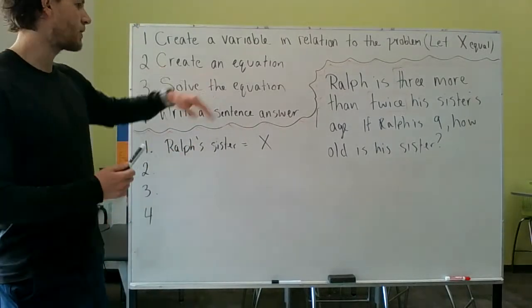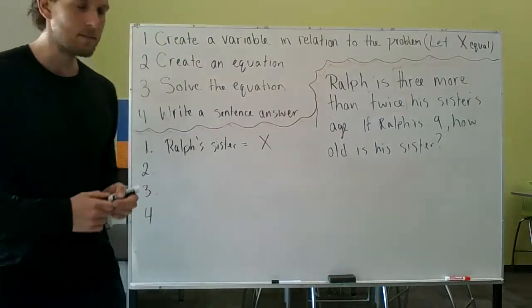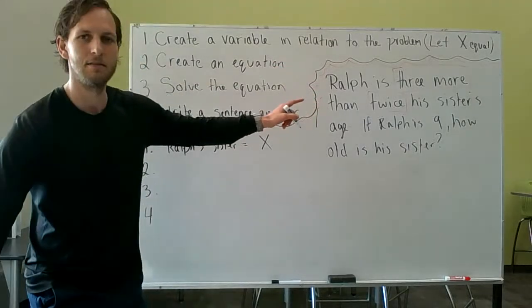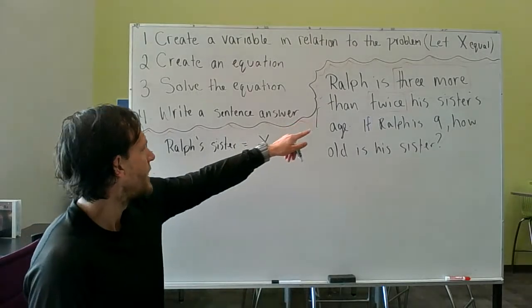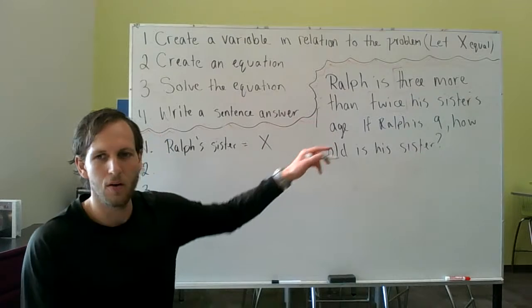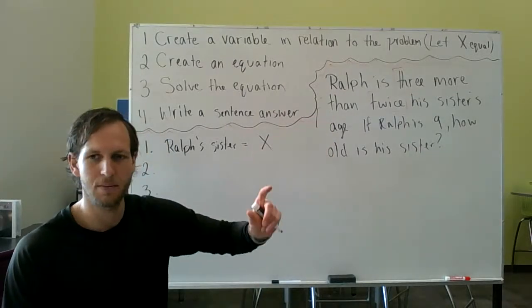So step 2 is create an equation. Ralph is 3 more than twice his sister's age. So we have this idea of 3 more, and we have this idea of twice. The equation is going to come from 3 more and twice. Now, the way that we see algebra and the way that we've been working with it, we're going to do the multiplication piece first.